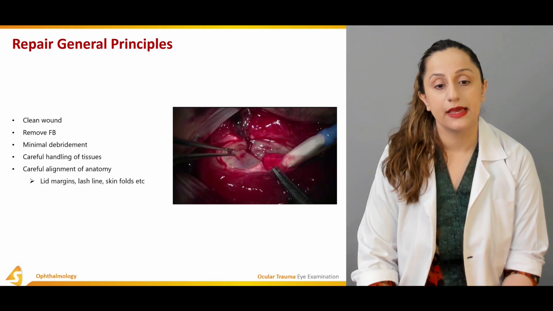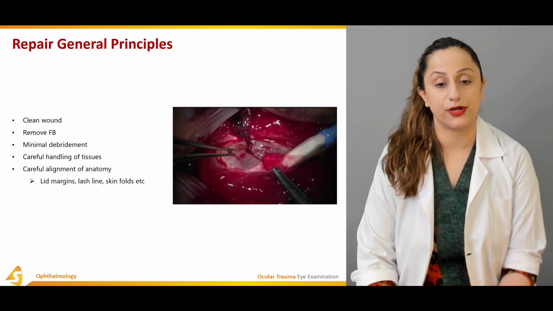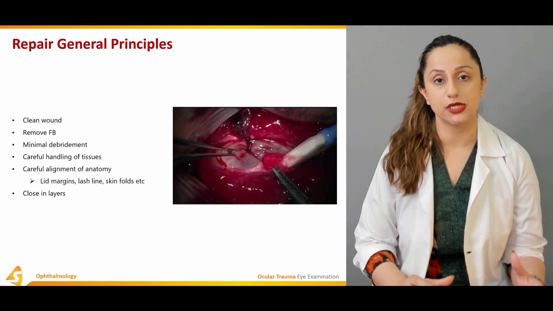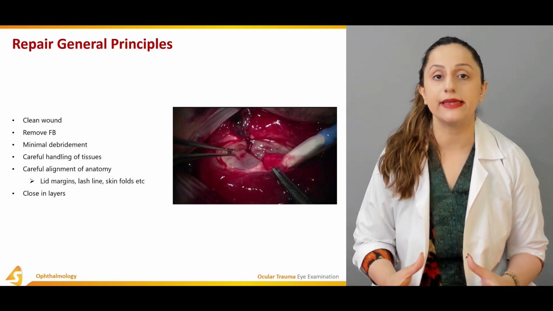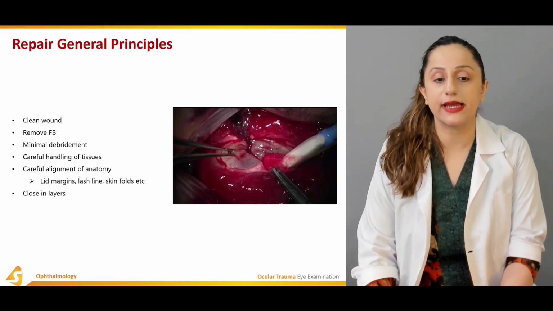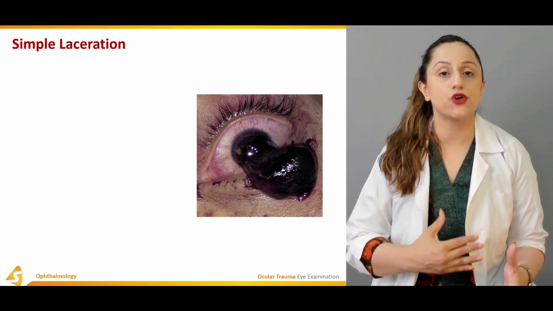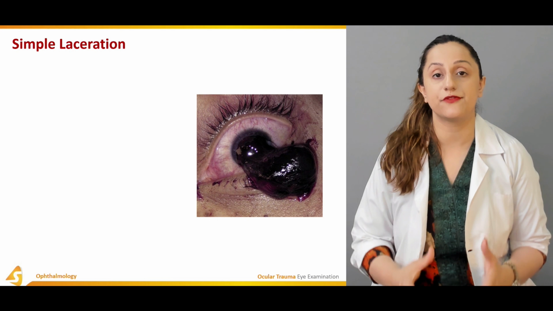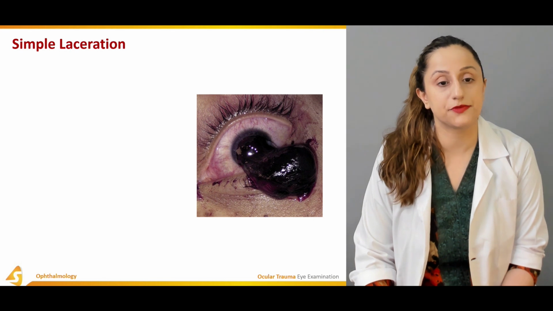Careful alignment of anatomy, lid margins, lash lines, and skin folds, etc. is needed over here. And then you have to close in layers. It's very important that you close the wound in layers, and these sutures are sometimes very minute and self-absorbing in nature. It's not a case of any massive surgery. It is not relevant to the normal surgical procedures that we perform, because the eye is a very delicate organ and you have to perform these surgeries in a very precise and delicate manner.